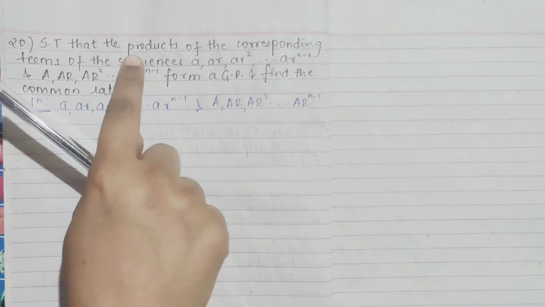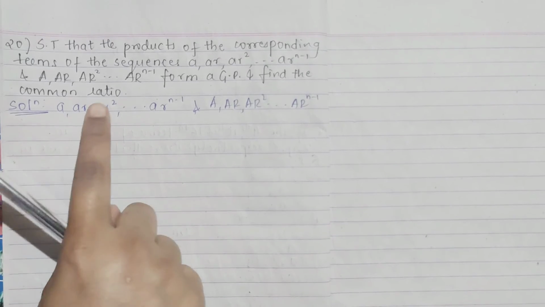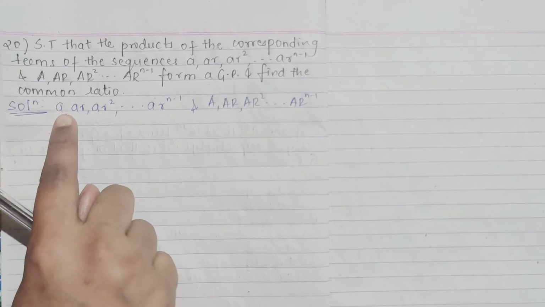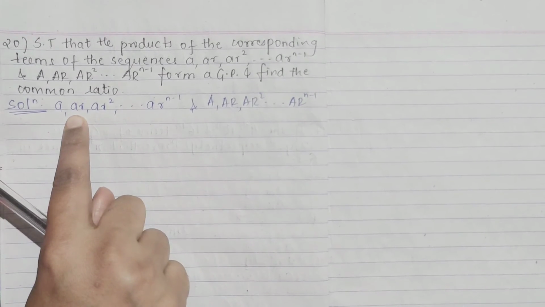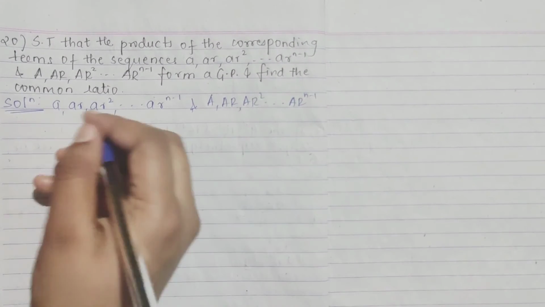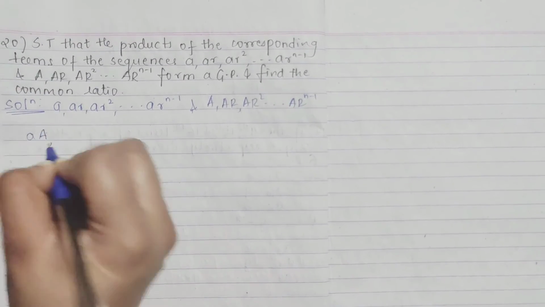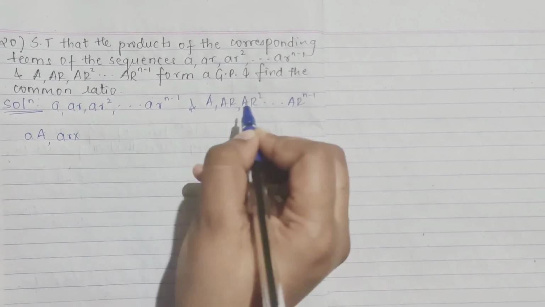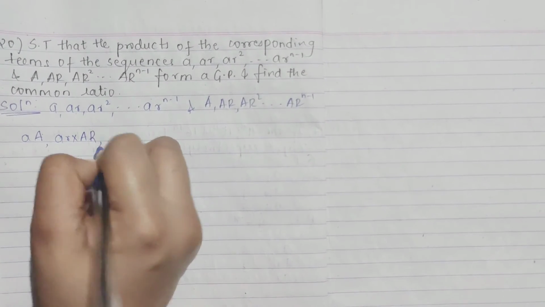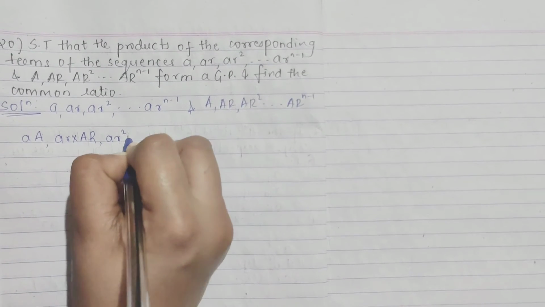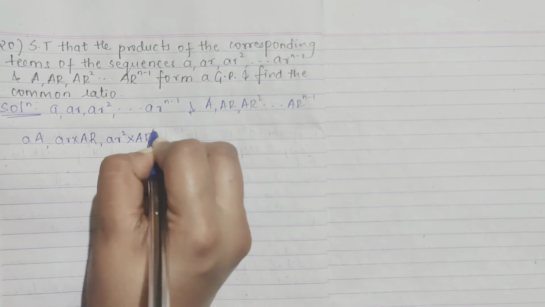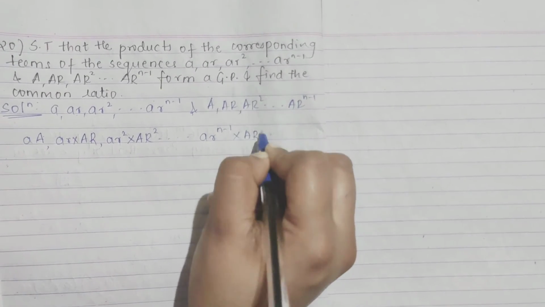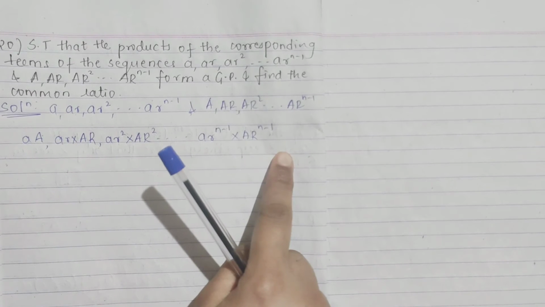So what they are telling here, show that the products of the corresponding terms of the sequences. So what we will do, we will find the product. Product means what? Multiplying the first term with this first term, second term of this sequence with the second term. So this becomes A into capital A, one term, second term AR into capital AR, third term is AR square into capital AR square, and so on, AR raised to n minus 1 into capital AR raised to n minus 1. So you have made a sequence.